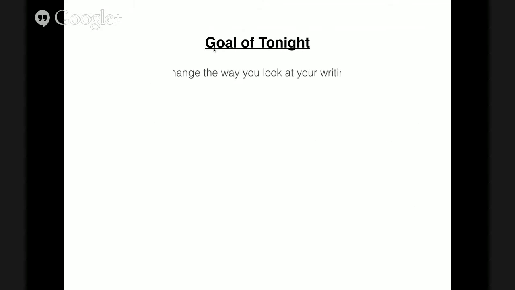Okay, the goal of tonight. I'm hoping that out of tonight, you guys change the way you look at your writing. A lot of people have a negative relationship with writing. What's that great saying? I hate writing, I love having written. Well, we think that you should love writing too, and we're hoping that what you come out of this with will be the first seeds of reinvigorating that.